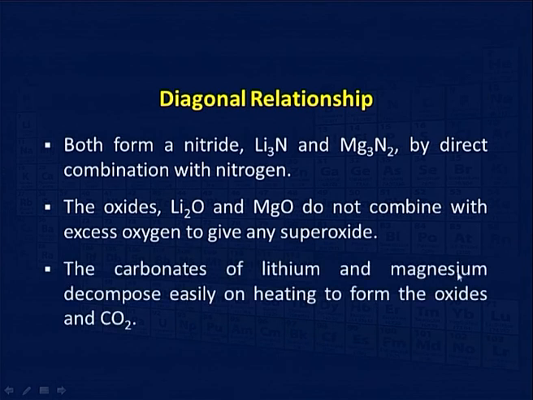Then carbonates of lithium and magnesium decompose very readily. This is because of polarization. CO3 2- is a very large anion and the cation is very small, and there is a lot of distortion of the electron cloud, and therefore, they decompose very readily.